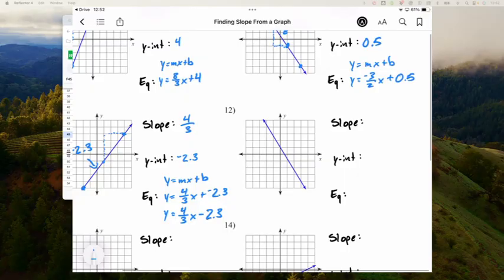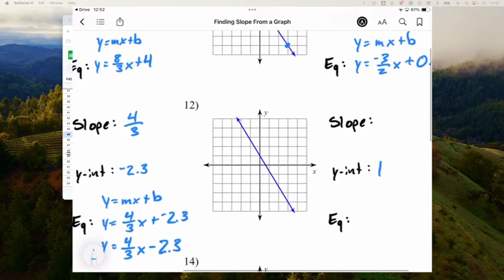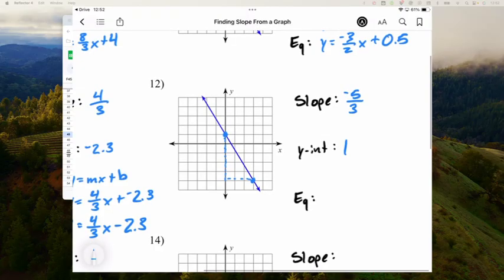Number 12. Our y-intercept is obviously 1. Slope, we need to find places where this crosses the grid perfectly at a corner, right there. And then another one right there. So our slope would be down 1, 2, 3, 4, 5, to the right 3. Equation, y equals mx plus b. Y equals negative 5 over 3 x plus 1.